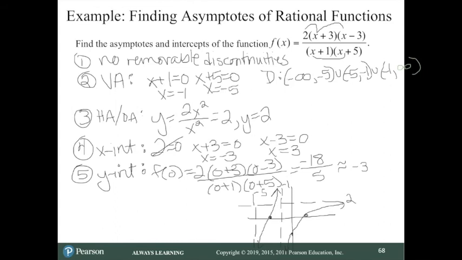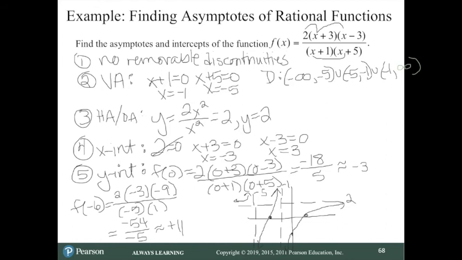Okay, and then our last piece, the leftmost piece of the graph, we should test a point. So let's try -6. f of -6. 2 times, I'm going to do some mental math. So -6 plus 3 is -3. -6 minus 3 is -9. Divided by -6 plus 1 is -5. -6 plus 5 is -1. Okay, so this is going to be -27 times 2 is -54, divided by -5, which is approximately +11. Okay, that's way above 2. So we know that that arm is above our horizontal asymptote.